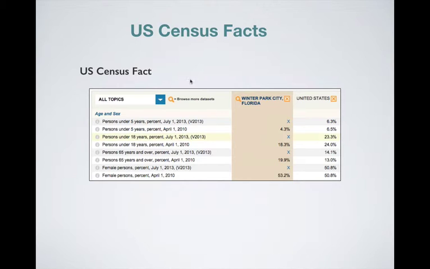Here's some examples. This is U.S. Census Facts for Winter Park, Florida, where Full Sail's headquartered. And this is just a small part of this report. This is age and sex of the local community, broken down by percentages. And in addition, they had ethnicity, they had income level, they have number of children, and so forth. So lots of information to be gained there.